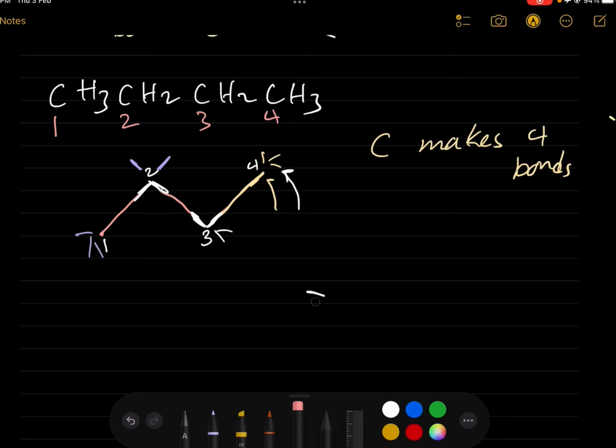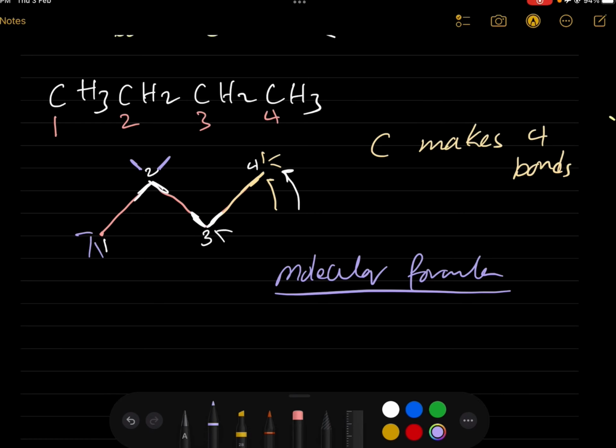So my question is, if I ask you to write the molecular formula, how can I write it? You will start counting the number of atoms. This is carbon number 1, carbon number 2, 3, 4. Then your molecular formula will be C4. How many hydrogens do we have here? We have 3, 1, 2, 3, 4, 5, 6, 7, 8, 9, 10. Then it will be H10.